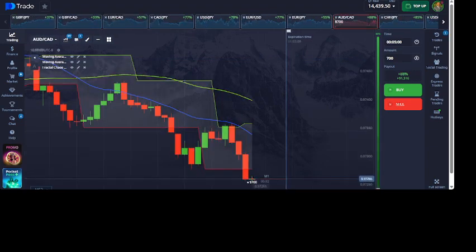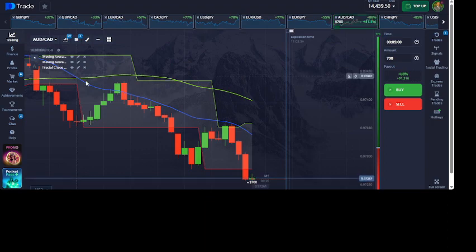Okay, so I'm on the Aussie dollar, Canadian dollar currency pair, and I just took a sell trade or a put trade here. And the reason why I took the trade is this previous red candle closes below the lower boundary of the fractal chaos band line here, suggesting a continued bearish momentum to the downside.